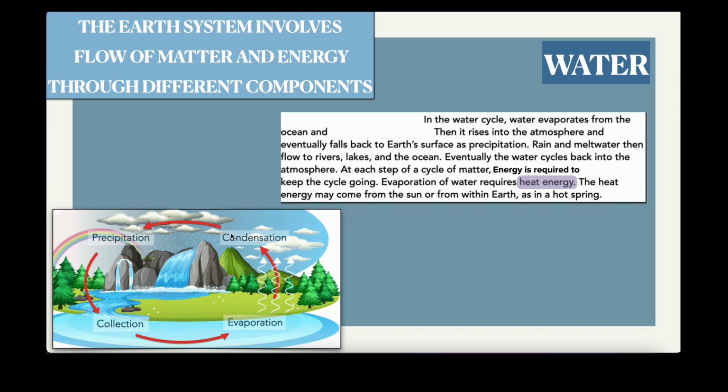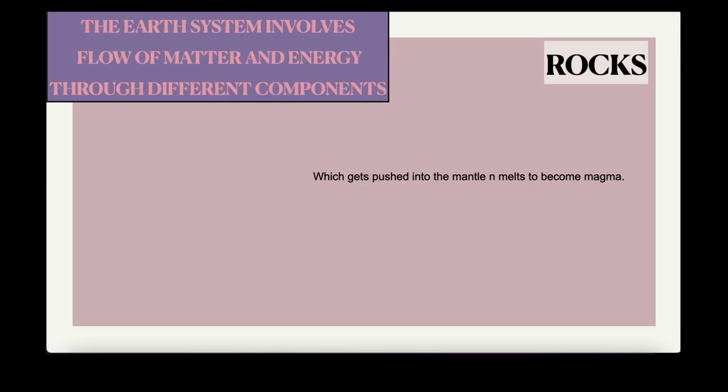At every step of the cycle, energy is required to keep the cycle going. Evaporation of water requires heat energy. The heat energy may come from the sun or from the earth, as in a hot spring. Let's see another example wherein we use rocks as an example.